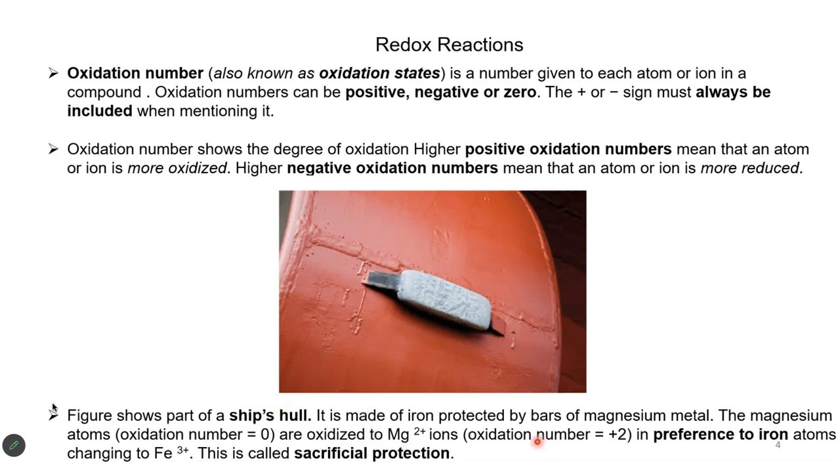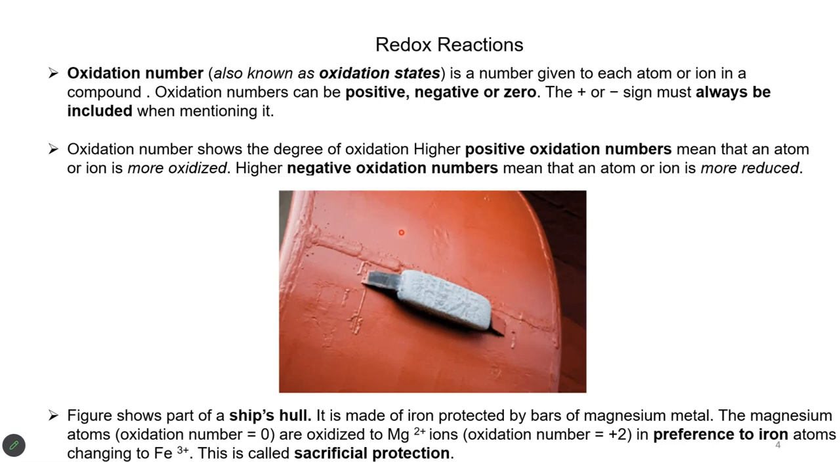What happens here is that iron is supposed to oxidize as it gets in contact with water, but this magnesium bar, the magnesium atom, protects it. That is why it is called sacrificial protection. Now we go for oxidation number. This could raise the question of why the magnesium bar gets oxidized before the ship hull's iron.